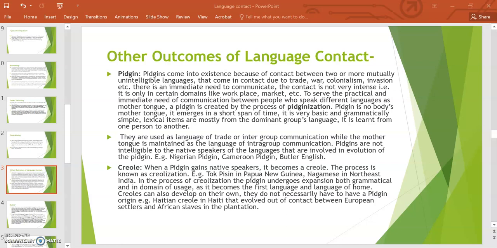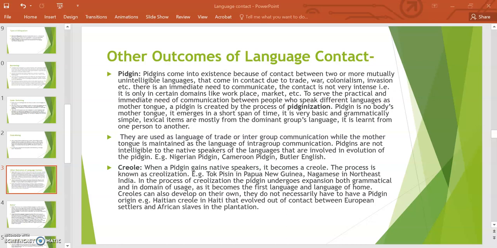One of the outcomes of language contact can be formation of a pidgin. What is a pidgin? Pidgins come into existence because of contact between two or more mutually unintelligible languages. That is, languages speakers of which cannot comprehend what each is saying. They cannot understand each other. That come in contact due to trade, war, colonialism, invasion, etc., there is an immediate need to communicate. The contact is not very intense. That is, it is only in certain domains like workplace, market, etc.